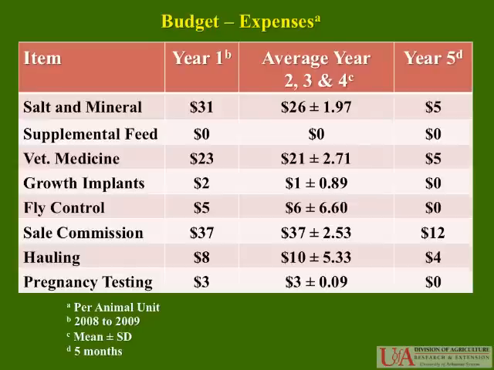Hauling is an interesting charge. There's a big difference in the hauling charge whether you have five cull cows that you can put all five on the trailer, take one trip to the barn, versus five cows that go five different times to the barn, one head per trailer. So that's why that charge is quite variable. And pregnancy testing is the blood test that Dr. Gadbury talked about. That didn't vary very much.